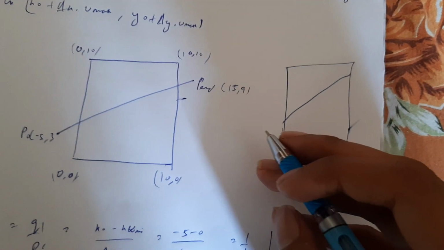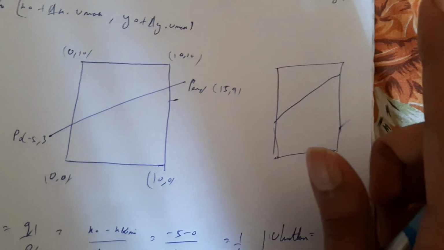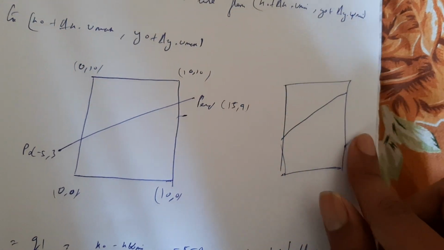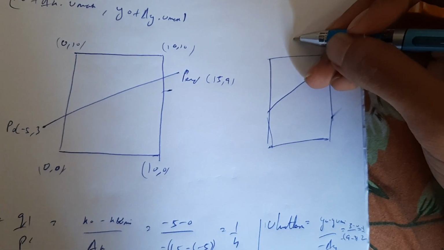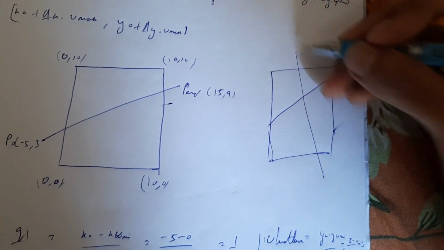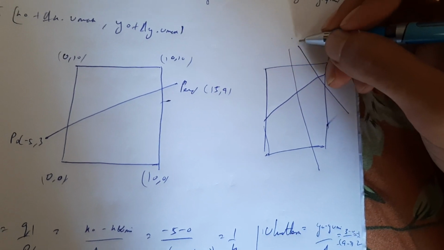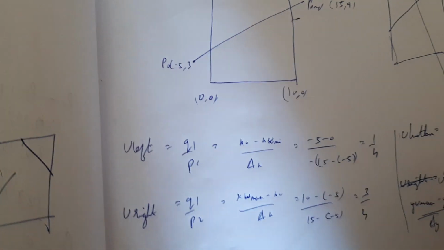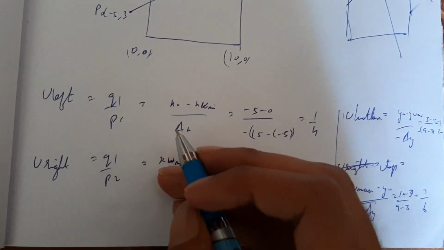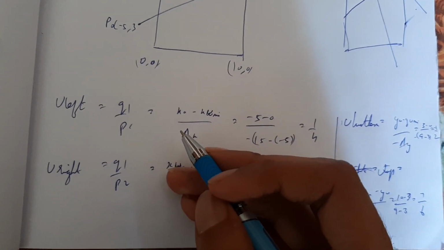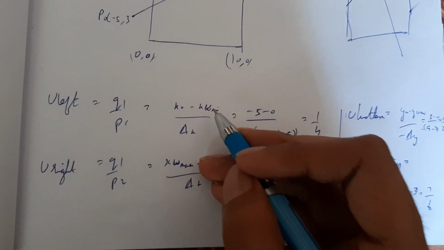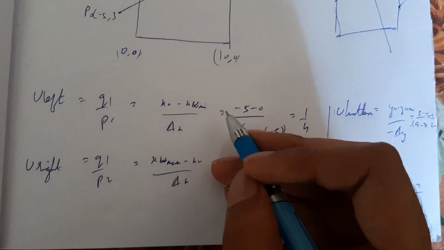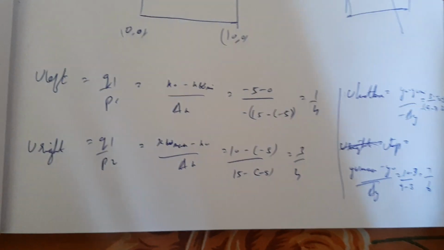Definitely we should get a proper value for u left and a proper value for u right. We shouldn't get a proper value for u top and u bottom. For example, if the line goes from here to here, then obviously we get u top and u bottom, and if it goes from here to here, then u top and u right. You get it, right? So we need proper values for u left and u right. Let's first calculate u left. The formula for u left is x min, which is 0, minus x naught, divided by del x. Del x is the difference. Putting in the formula, we get 1 by 4.